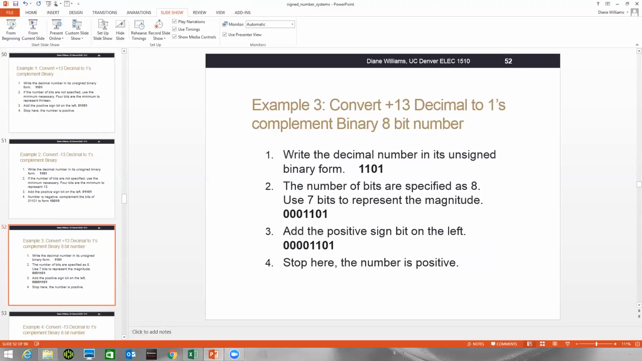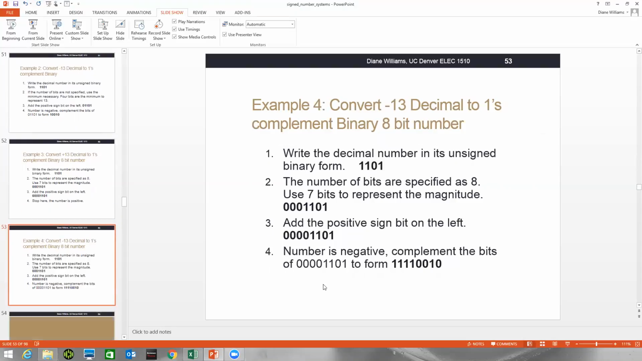So if we use 7 bits to represent the magnitude, we know that we can add 0 bits to the left and it doesn't change the value. If we were to convert this number from its unsigned form to decimal, we would see that this is still the number 13. We're going to add the positive sign bit on the left to form our 8th bit. So now we have this 8-bit binary number. We stop here because the number is positive. So this is an 8-bit representation of a ones complement number.